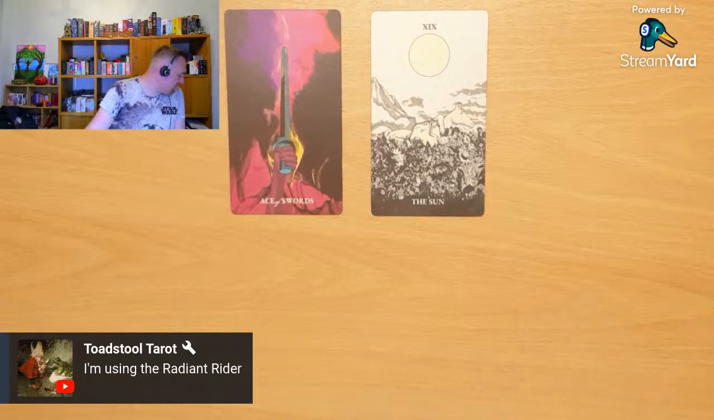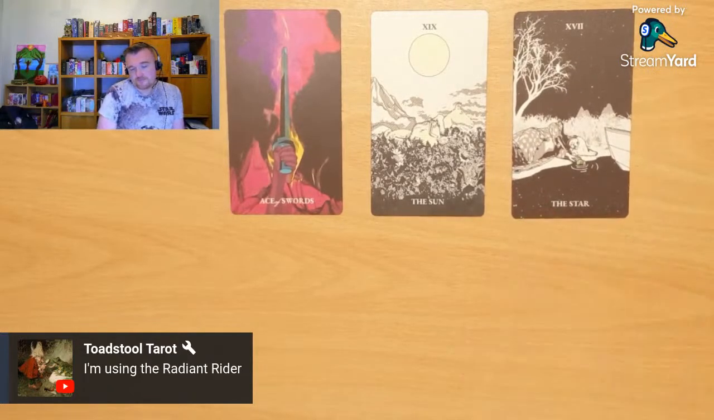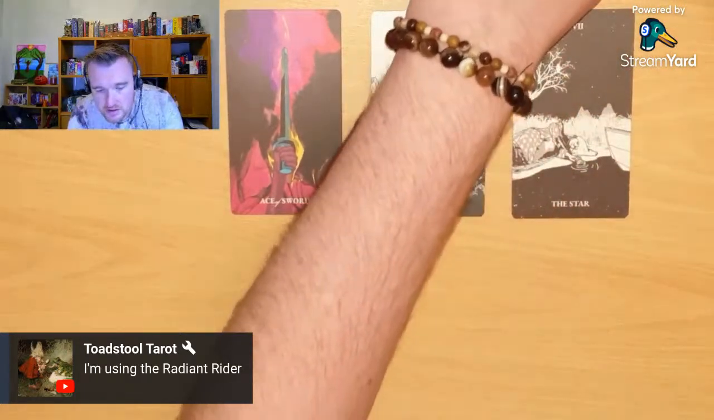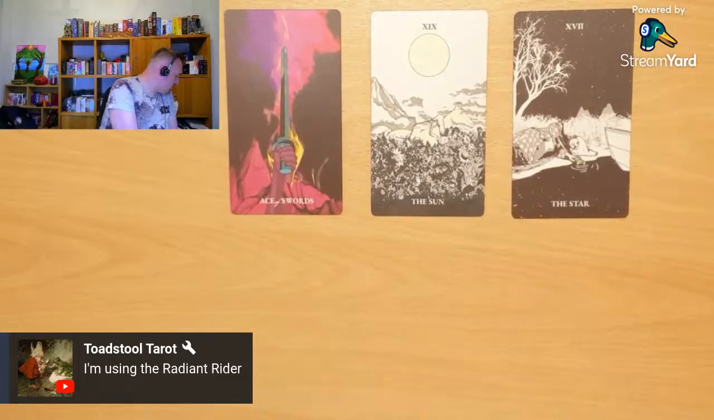This card symbolizes the way in which a person reasons and thinks rationally, as well as the thoughts that are the source of their interests and inspirations. I've got the Star.